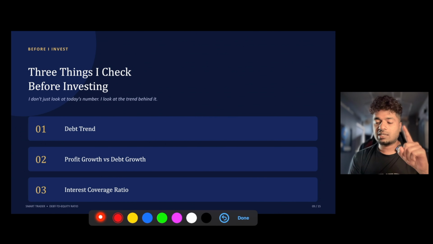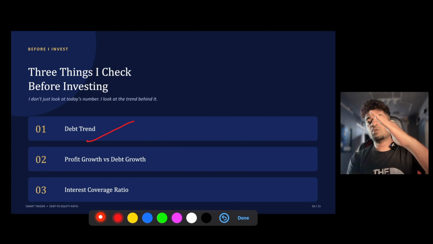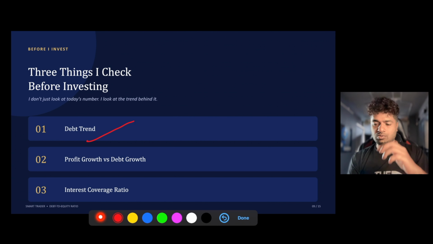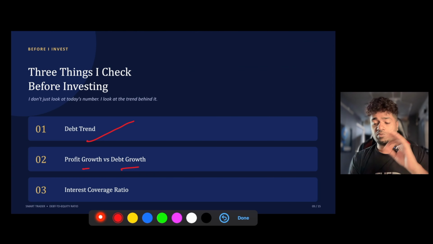Let's say that is the debt trend, that is how much debt, whether the debt is going up, the loans are going up, or the loans are coming down. So basically the debt trend, and then profit versus debt growth, which is growing faster comparatively. So you need to compare and see. Then we have the interest coverage ratio, whether the company is able to pay the interest, what is their capacity. If they have higher capacity, very good. So we will look into these three factors.